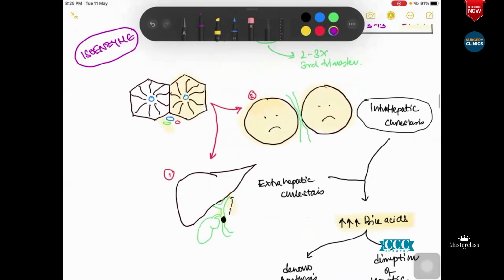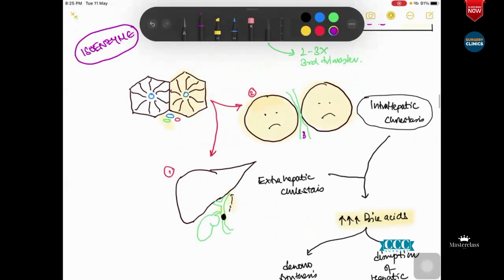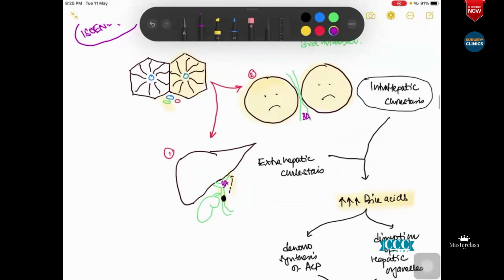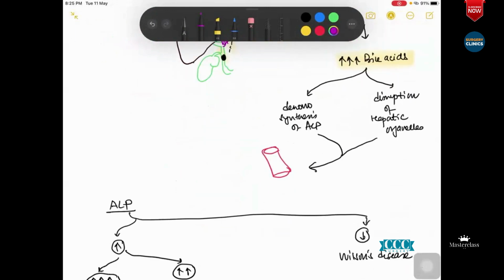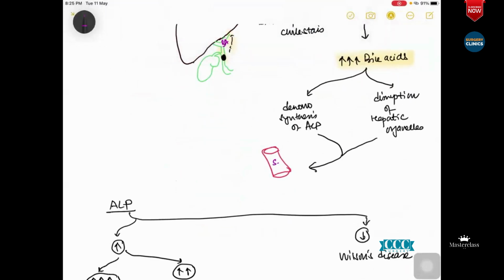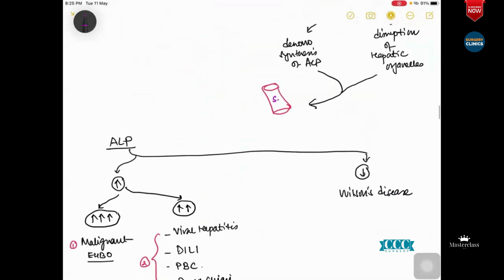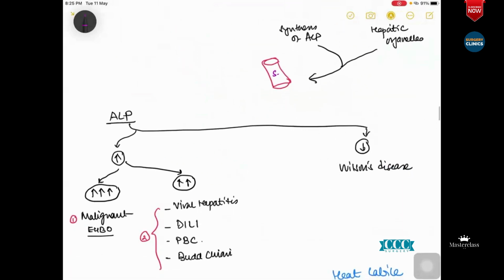Okay, from here, all of these stagnated bile salts and bile acids will again go into the blood, and you get your serum test, which tells you that there is a raised alkaline phosphatase.